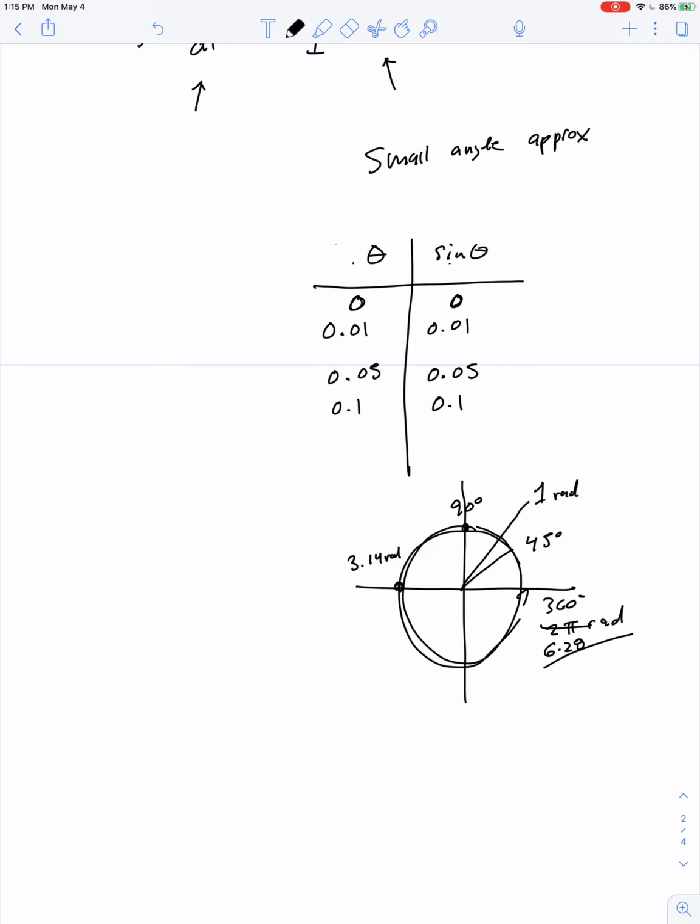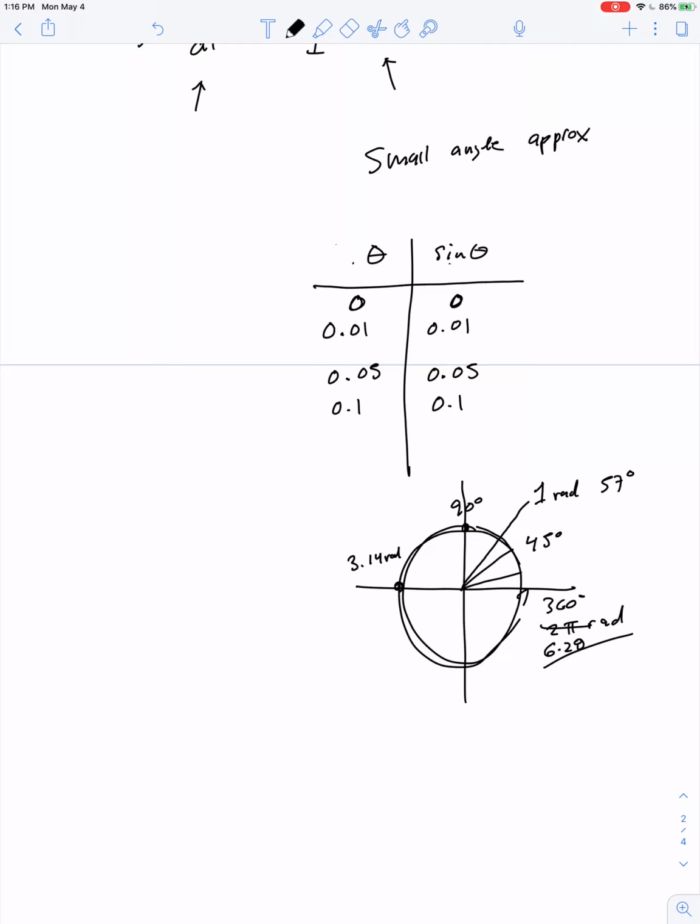In fact, 1 radian is about 57 degrees. So that's not a very small angle. That's even greater than 45 degrees. So what would be a small angle? Maybe 10 degrees is a small angle? How many radians is 10 degrees?